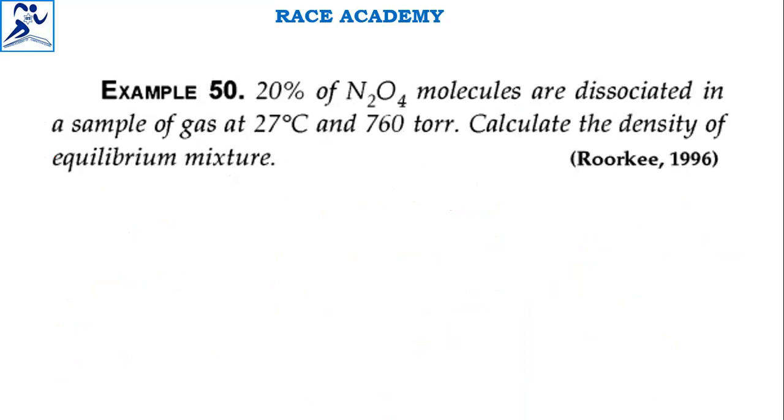Next question. Question number 50. 20% of dinitrogen tetroxide molecules are dissociated in a sample of gas at 27 degrees Celsius and 760 torr. Calculate the density of the equilibrium mixture. So here we have to consider a few things. Alpha given in the question is 20%, and that is nothing but 0.2.